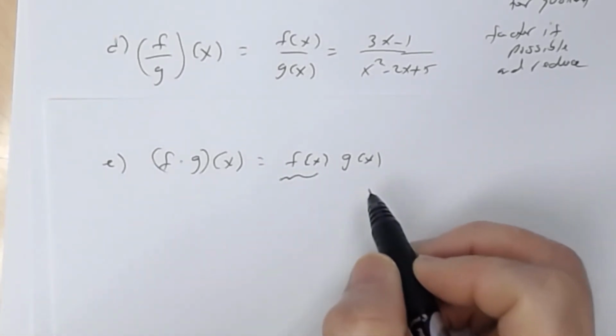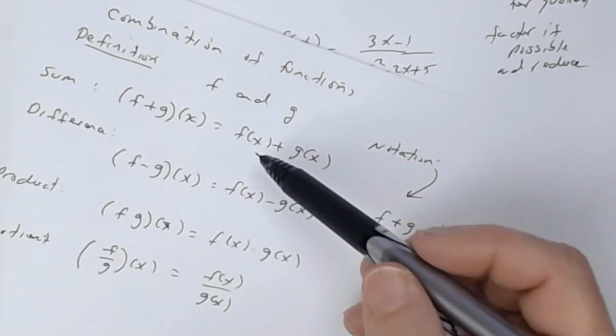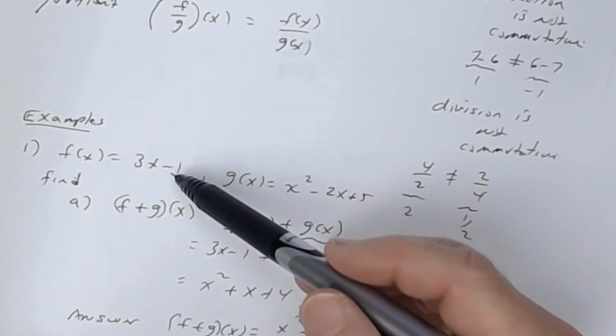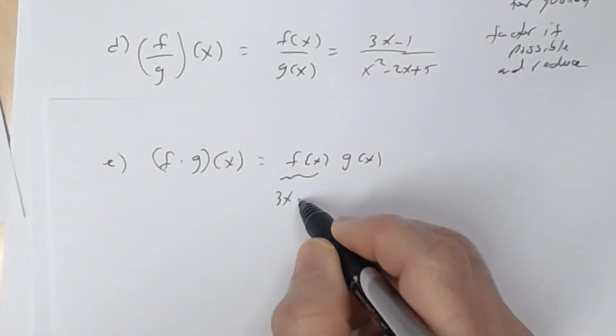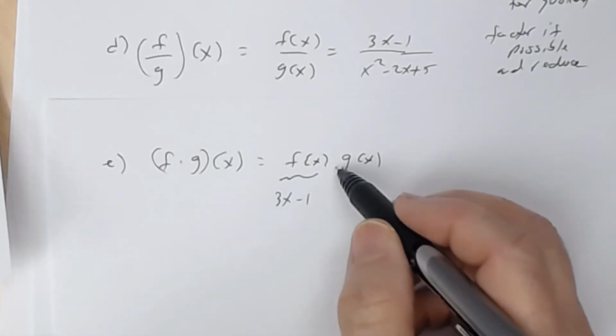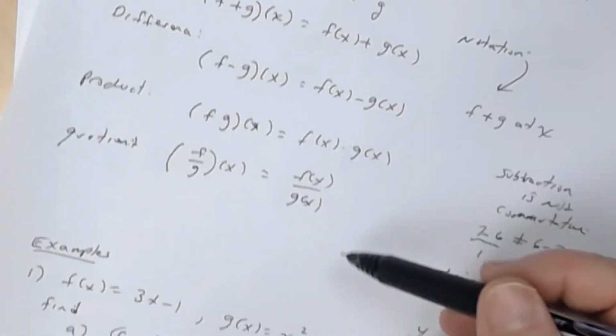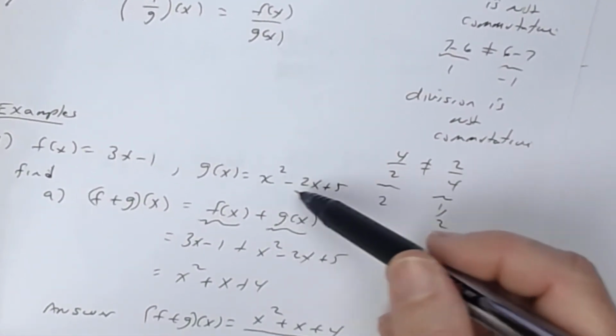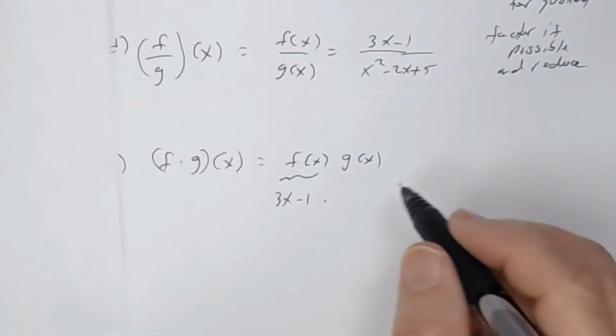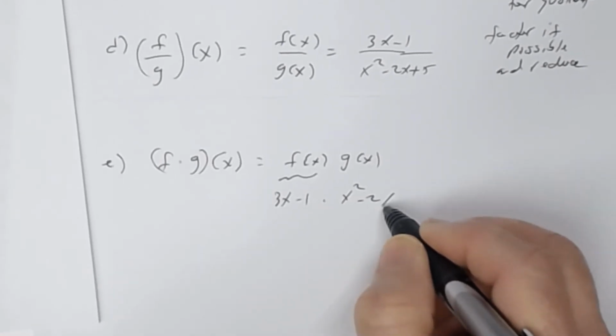So f of x is this, right here, right? 3x minus 1. So I put 3x minus 1 up. Now, listen carefully in a little while. Times, and put times right here, g of x. Well, g of x is this trinomial: x squared minus 2x plus 5.